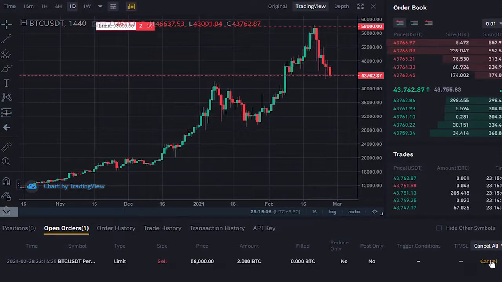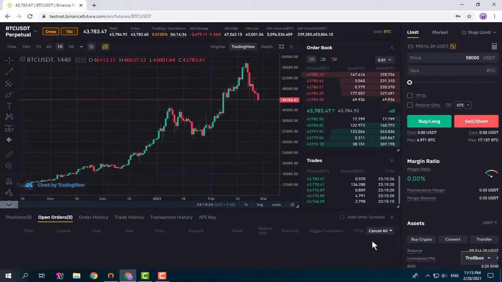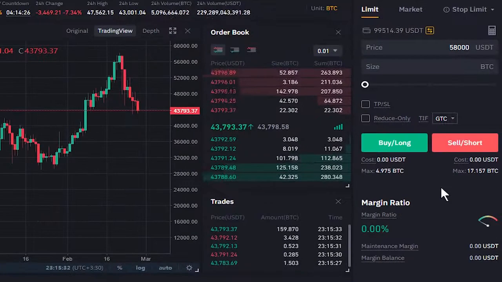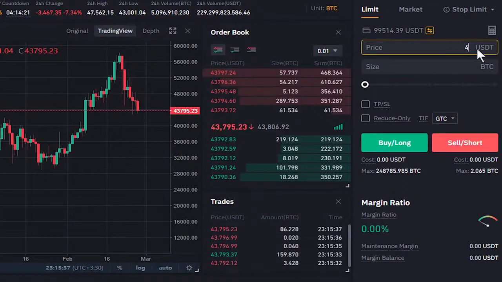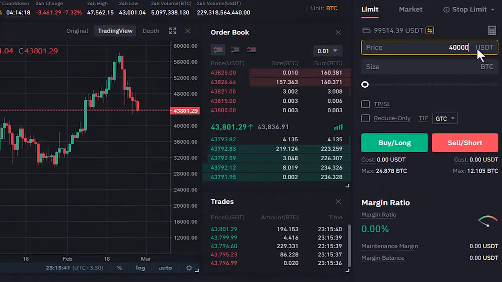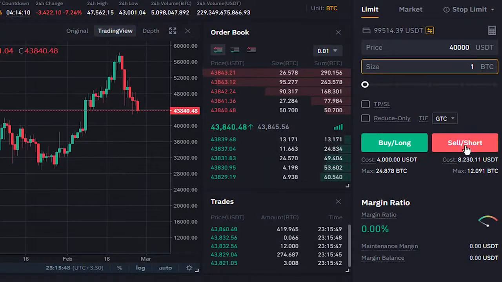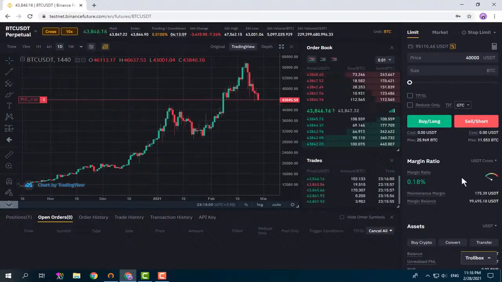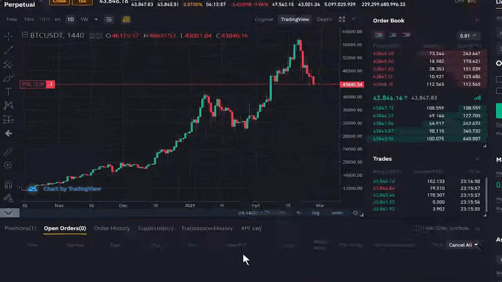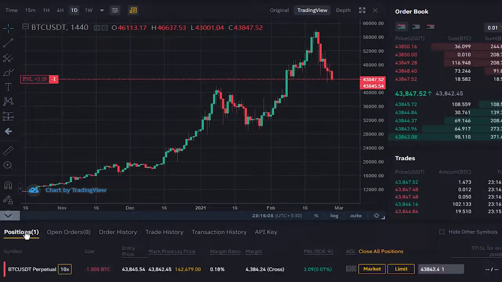Let me cancel this order. Please pay attention that a limit sell order will be executed at the limit price or a better price. So for example, if you set it to 40,000 and set the size, for example, 1 Bitcoin, and by clicking on sell short, the order is submitted and instantly executed and you will have the position, as you can see.